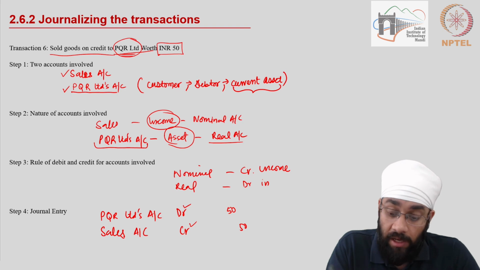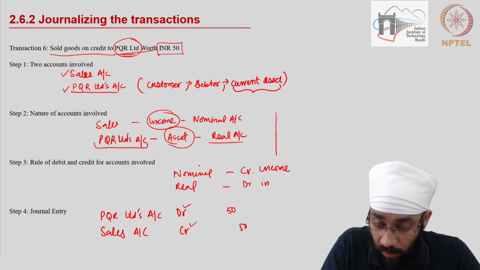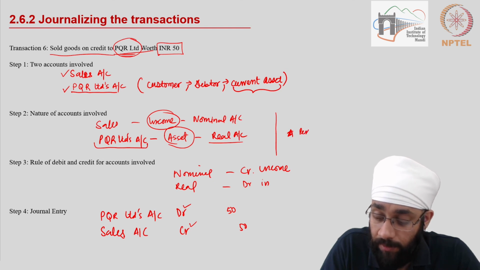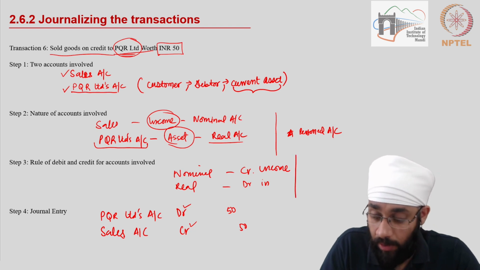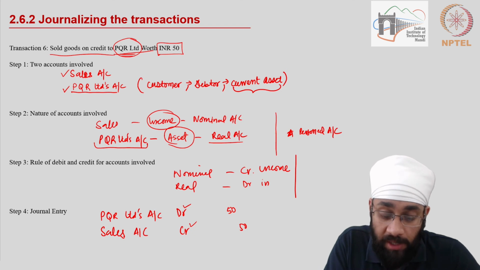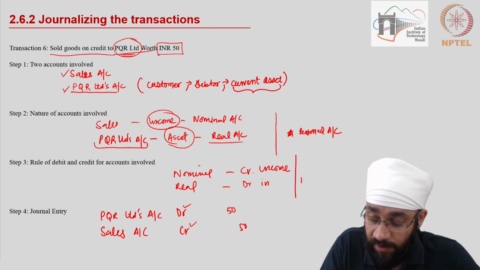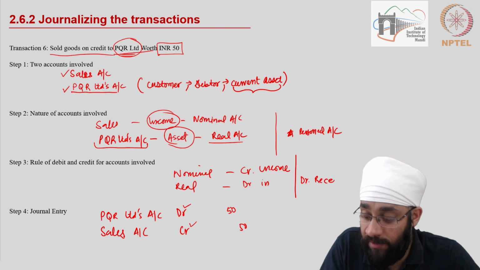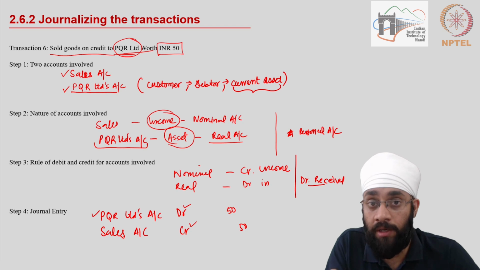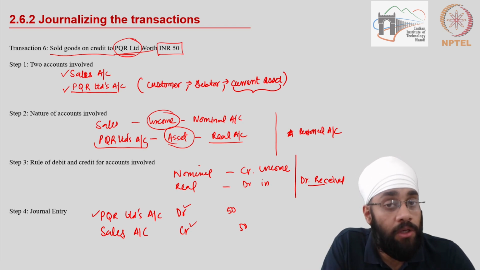Now let me clarify the other doubt where this is an alternative to this, where you say this is a personal account. This is an artificial legal person. So this is a personal account. If you call it a personal account, then the rule for personal account is going to be debit the receiver and credit the giver. PQR is the receiver of the goods. So I'm going to write debit the receiver. So even using this logic, you will debit the PQR. So you will arrive at the same conclusion.